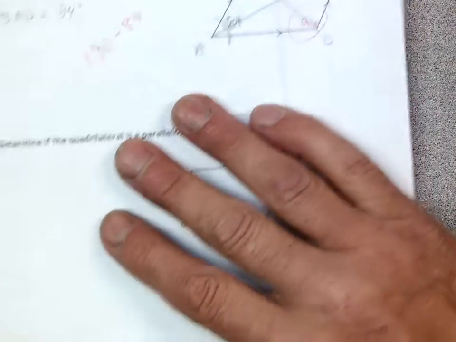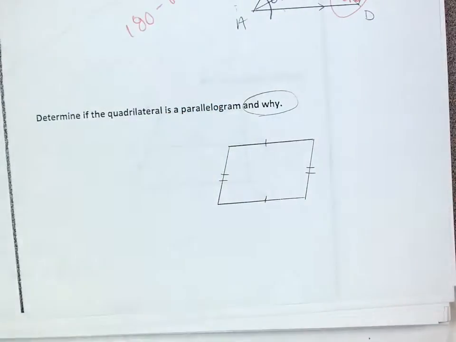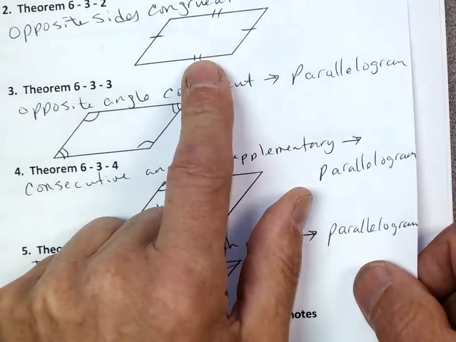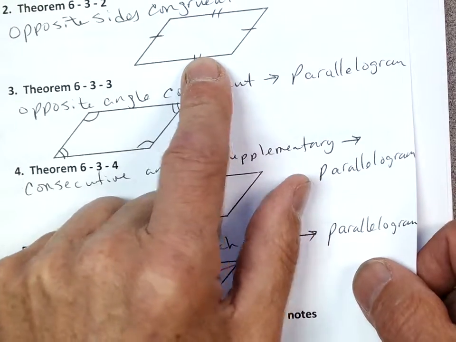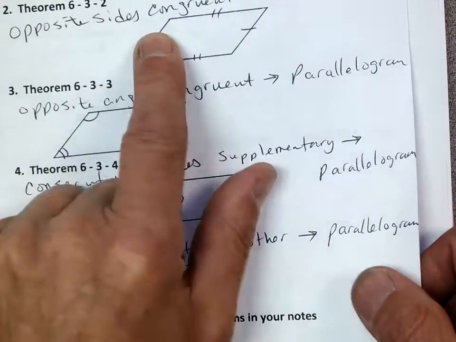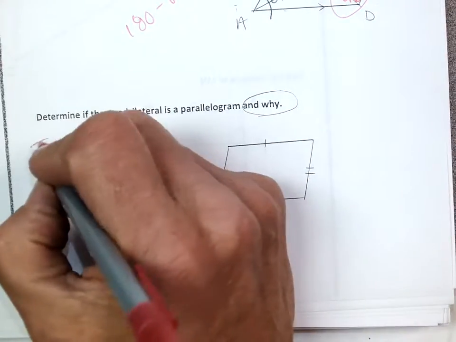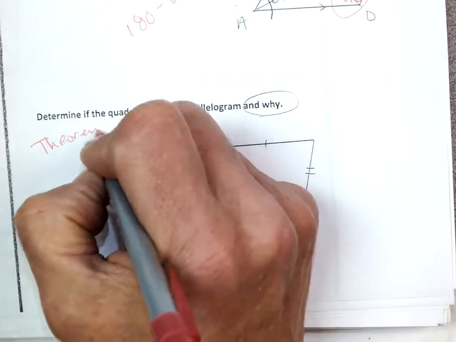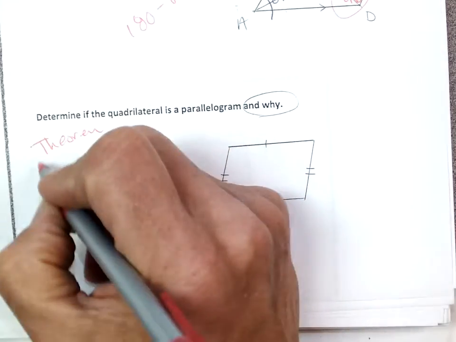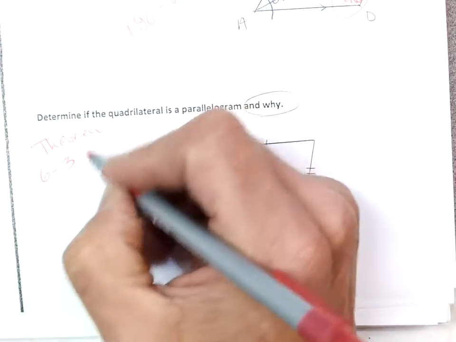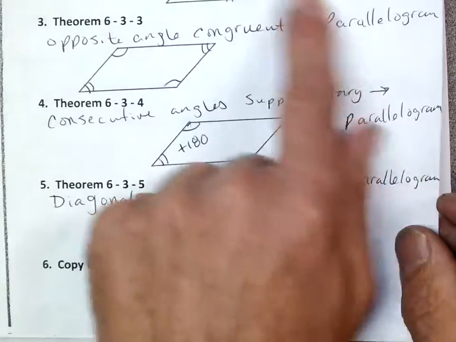Katie, thank you for always helping me. So I've got this picture right here. It's the exact same picture as my notes, right? So it's theorem 6.3.2, where opposite sides congruent becomes a parallelogram. So I'm going to write theorem 6.3.2. I just got it from my notes. There it is, same picture.